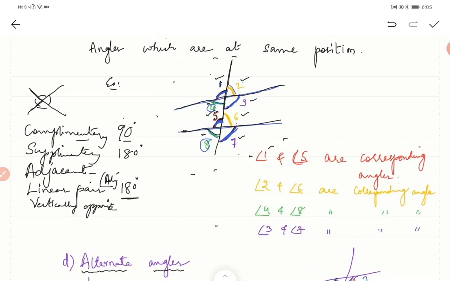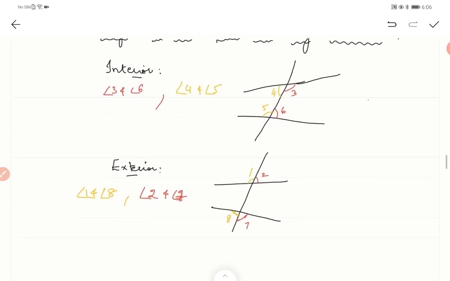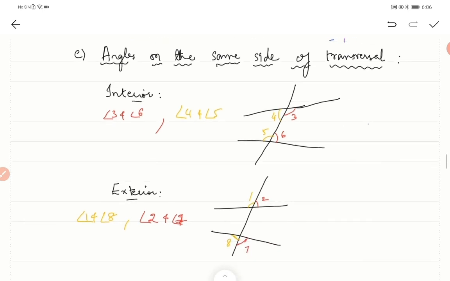Vertically opposite will be what? In this, 2 and 4 are vertically opposite, 1 and 3 are vertically opposite, 5 and 7 are vertically opposite, 6 and 8 are vertically opposite. So these are the different angles which we had seen, and the last was angles on the same side of the transversal.